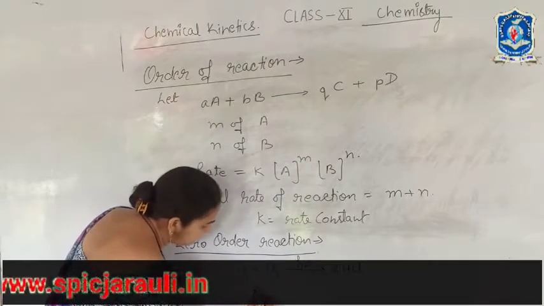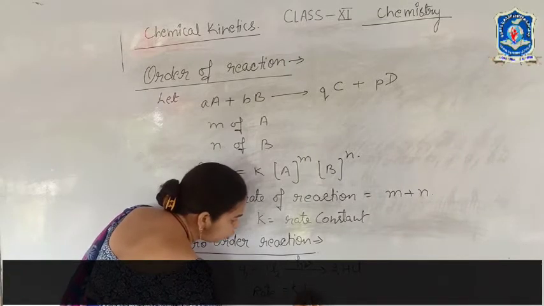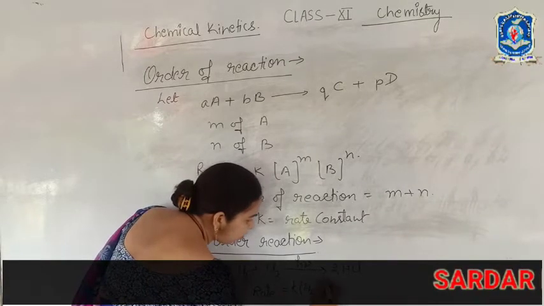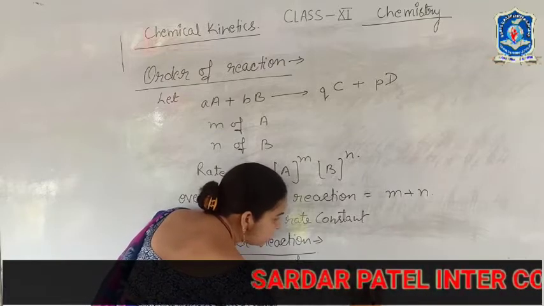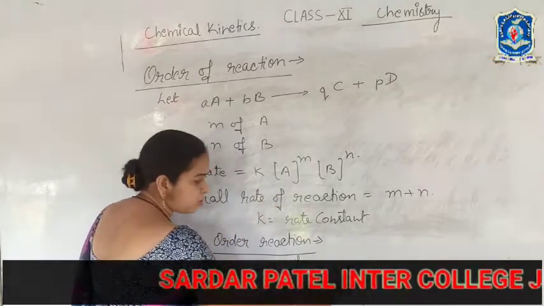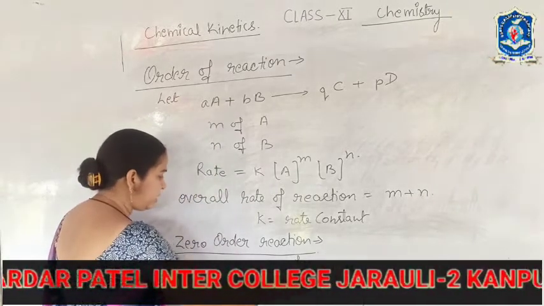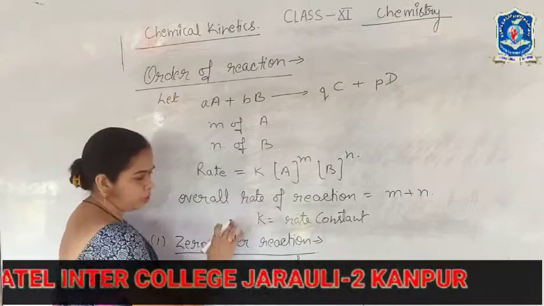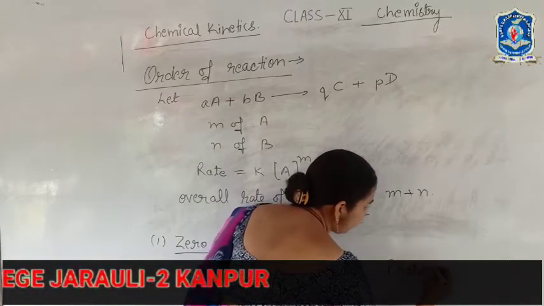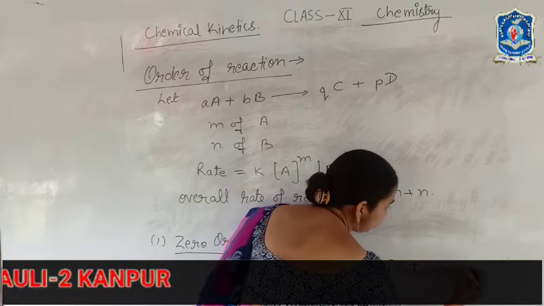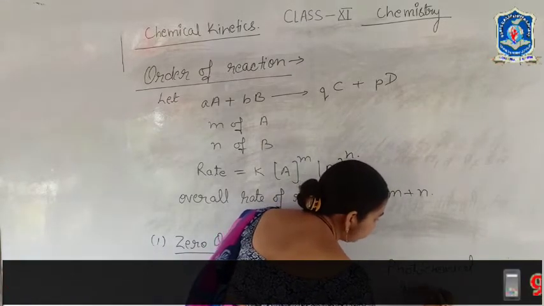Here the rate is equal to k [H2]^0 [Cl2]^0. The rate does not depend upon any reactant molecule, so this reaction is a zero order reaction. This reaction is also known as a photochemical reaction.